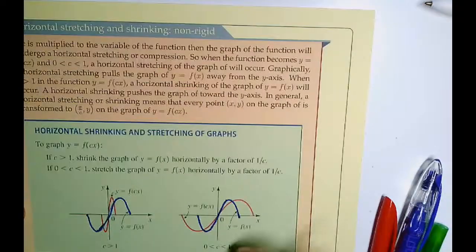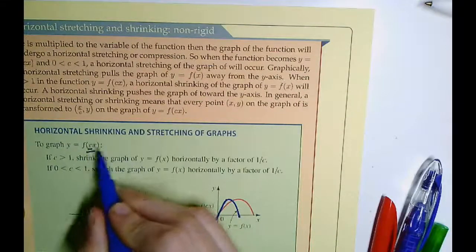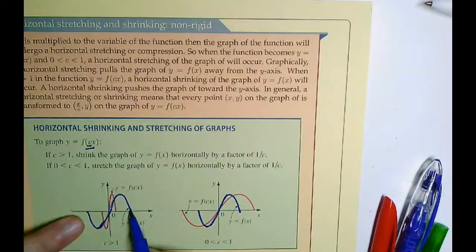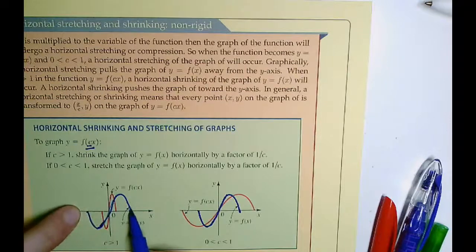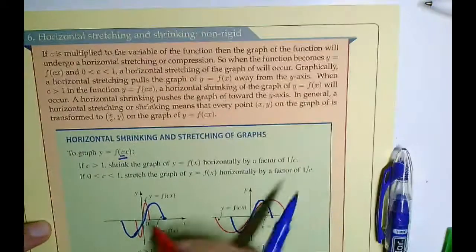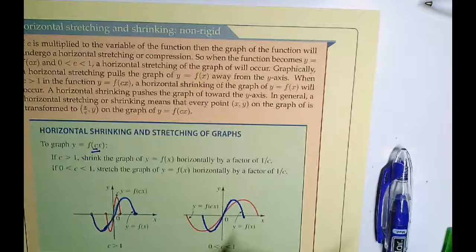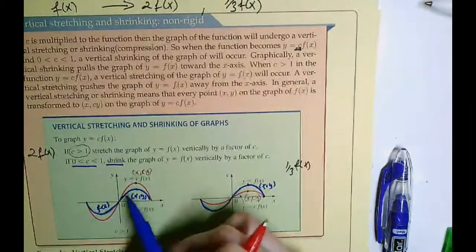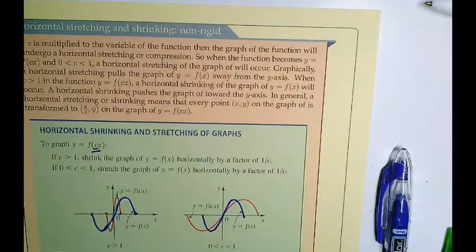So the horizontal stretch and shrink happens when the constant is with the variable x, because notice when we have a horizontal shrink, the x changed. The x was here and then it went there, as opposed to vertically, where the y changed. It was here and then it went there.